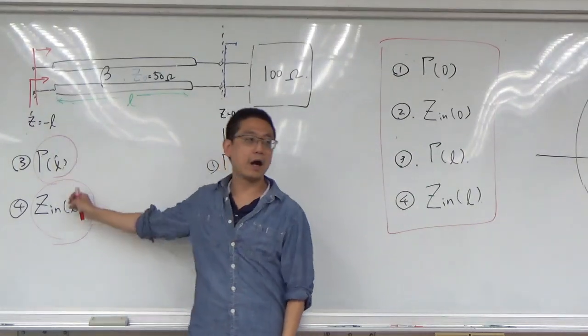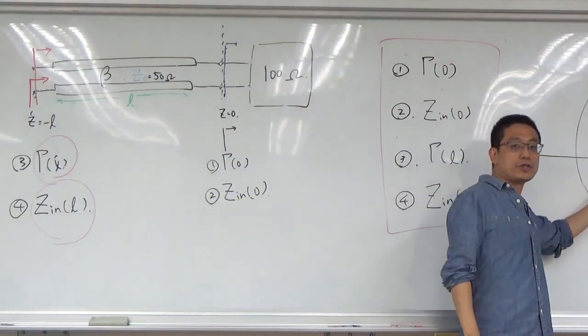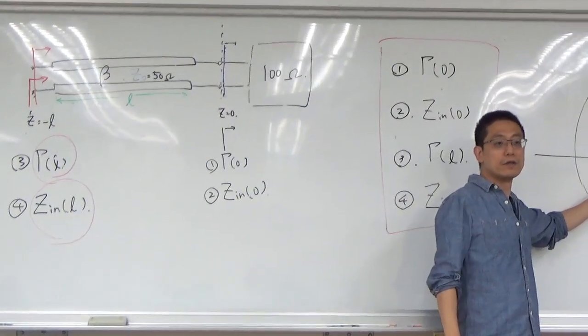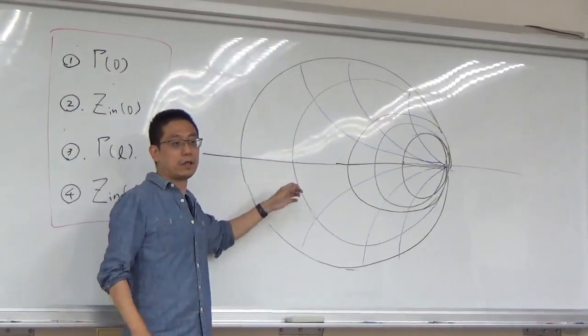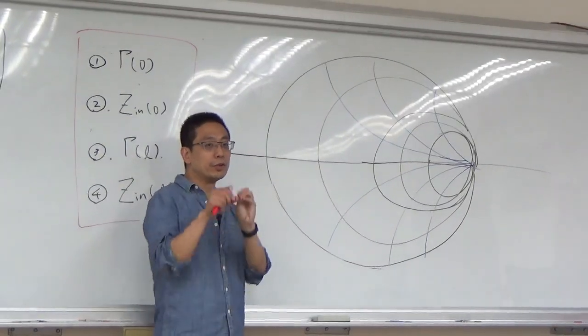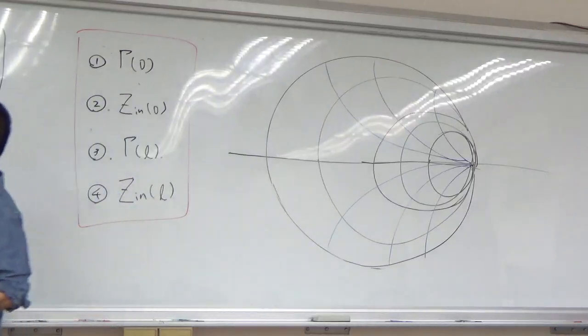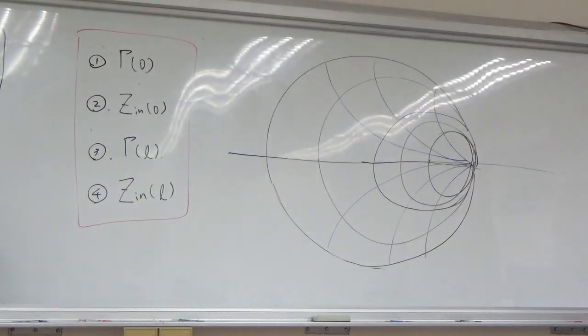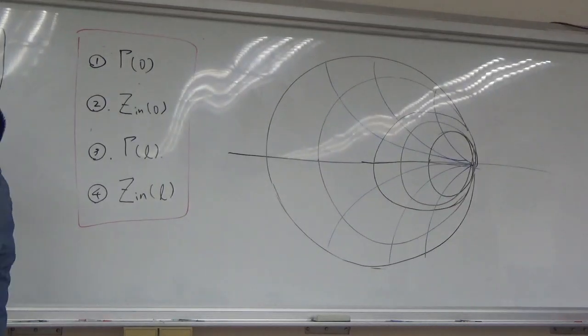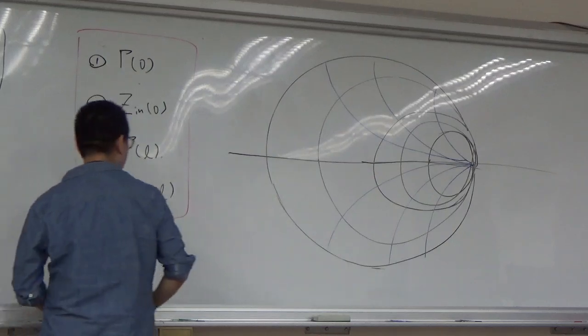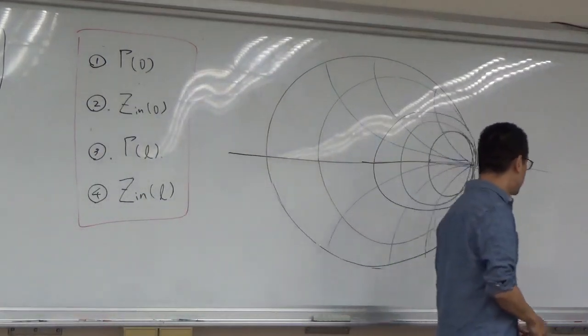That's the Smith chart. The Smith chart is a way to draw gamma and z, according to different ZL and Z0. How to use the Smith chart?